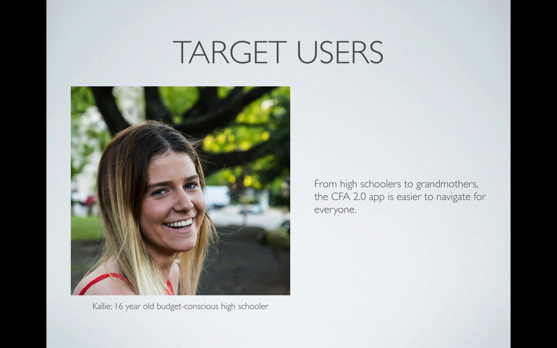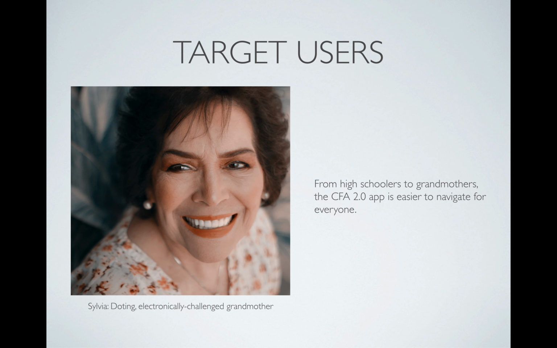Callie's a 16-year-old budget-conscious high schooler, so she loves that Chick-fil-A has an app because it is her favorite restaurant, but she hates that it doesn't have the price breakdown because she wants to know where her money's going. And Sylvia's our doting, electronically challenged grandmother. She wants to give her grandkids everything, and they want Chick-fil-A. However, it's confusing to her, and she hates that she has to pick the store every single time that she opens the app. She just wants the phone to know where she is, because all her other apps do.